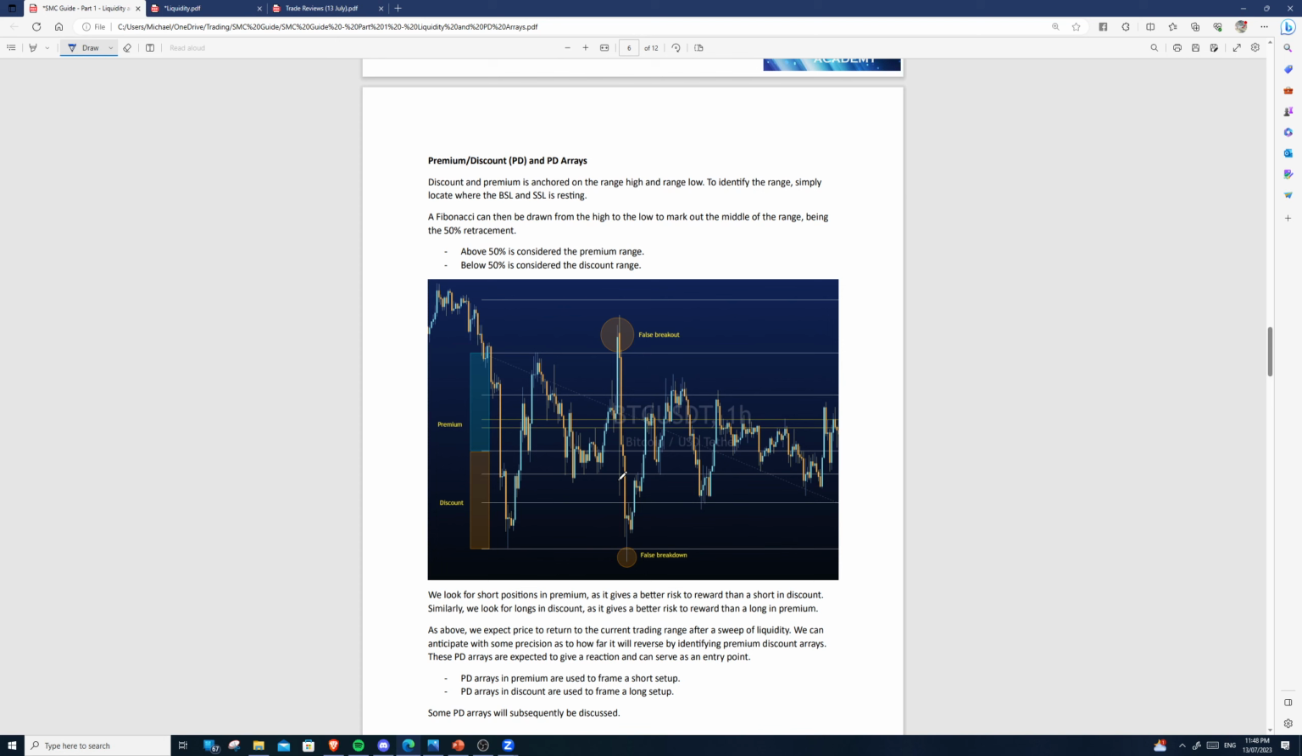You draw a Fibonacci retracement from the range highs to the range lows, and the 50% point is what we're looking at. Above 50% we consider to be the premium range, and we look for short setups as they have a higher risk to reward than long setups. And the opposite way around for discount. Right below the 50% retracement here, we look for long setups.